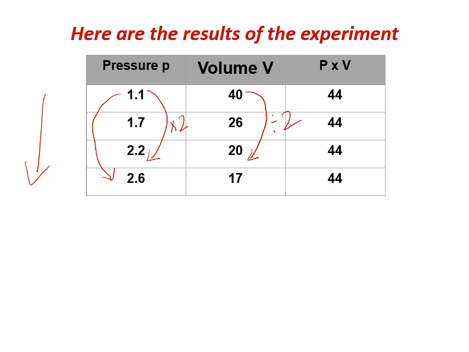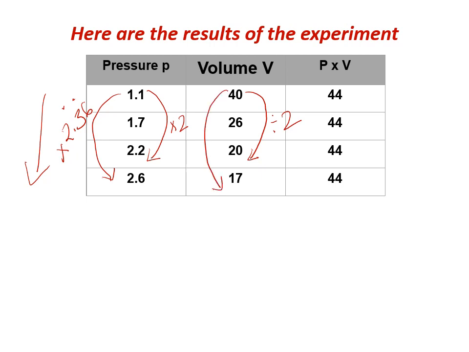I'm going to check what ratio it is. 2.6 divided by 1.1, so 2.36 recurring. So from 1.1, when the pressure becomes 2.6, it has increased by a factor of 2.36 recurring.